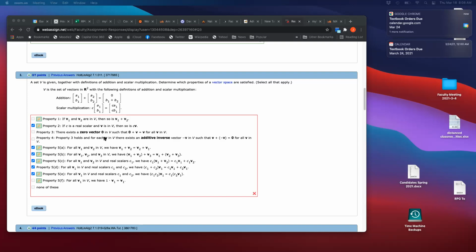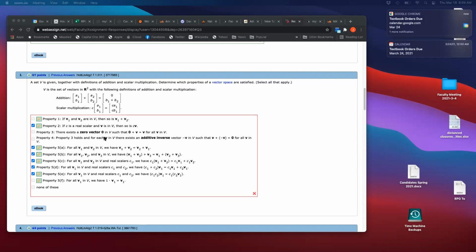Does it say 1 is not satisfied? That seems weird. No, the green key is next to it. Oh, yeah, sorry. So property 1 is satisfied. Yeah, you're right. Property 2 is also satisfied. Property 3 says that there's a 0 vector. So let's take a look at that one.